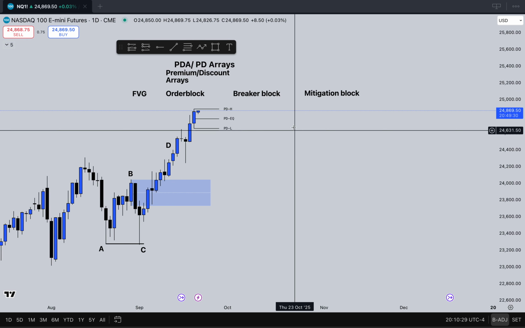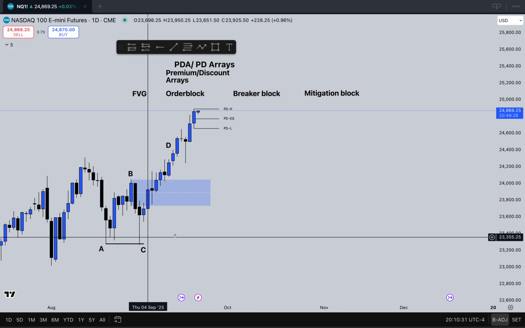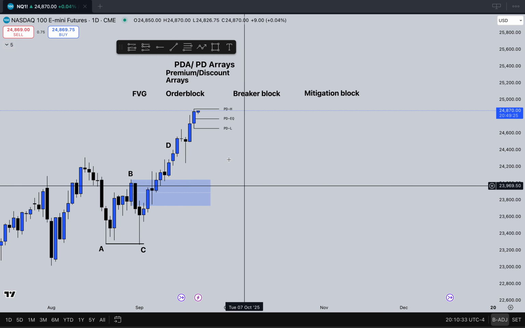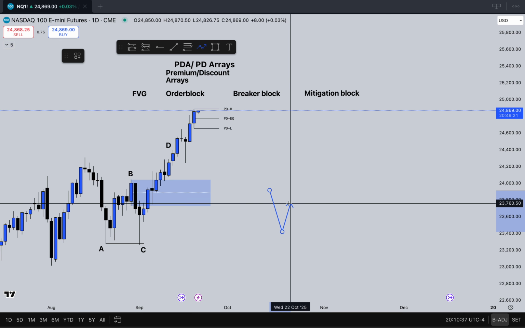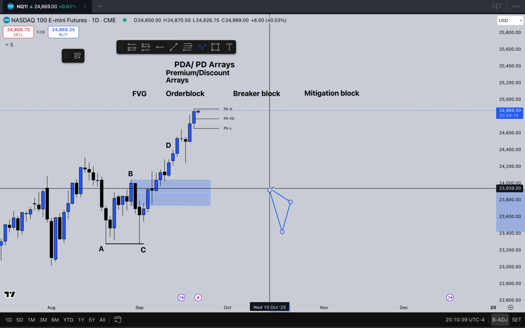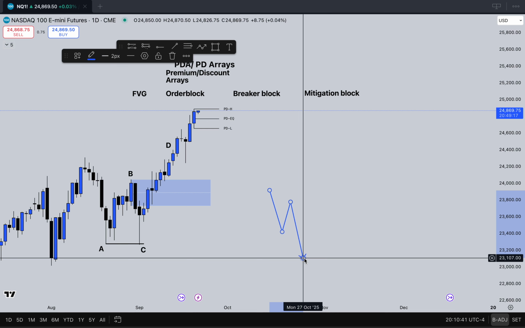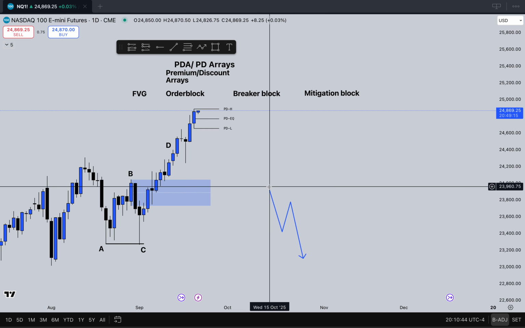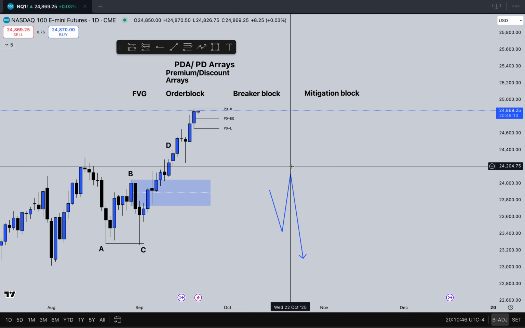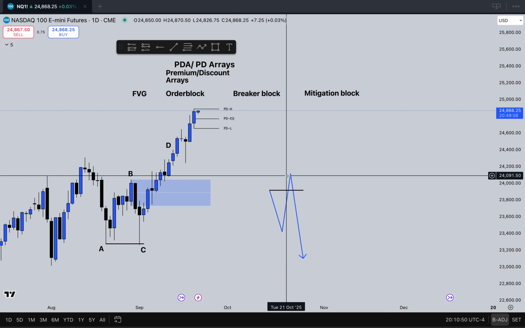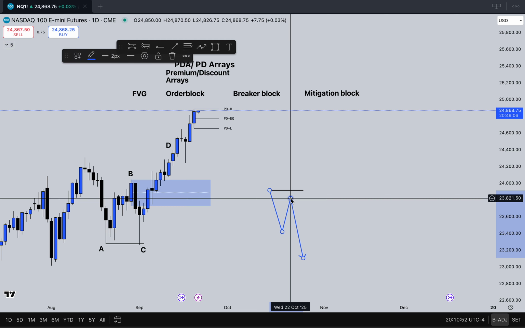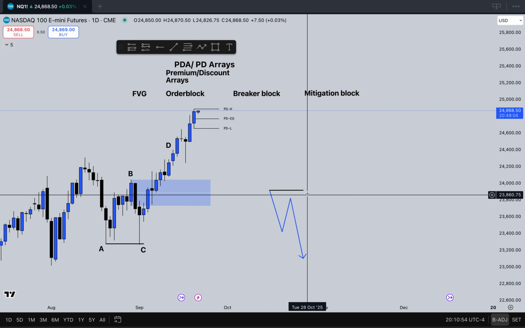The mitigation block is very, very similar to your breaker block. The only difference is that it will make a failure swing instead of a liquidity sweep. What a failure swing means is just a high or low that failed to take the previous one. So this would be a failure swing, where if it had taken the high and swept it, that would be a sweep. Right? A failure swing is just a failure to make a swing high or low.